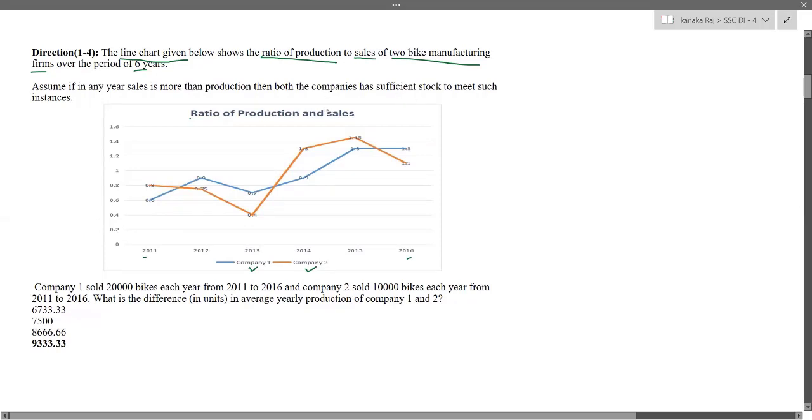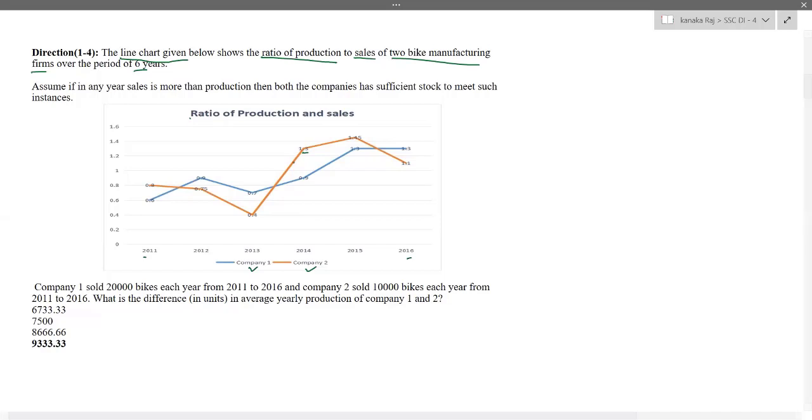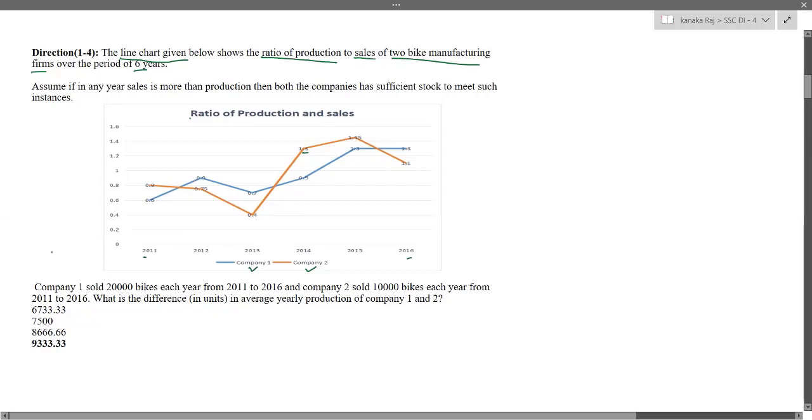So, when is the sales more than production? For example, for company 2, the ratio of production to sales is greater than 1, meaning the sales are greater than production. In such cases, they're telling us that both the companies have sufficient stocks to meet such demands. So let us move on to the first sub question here.